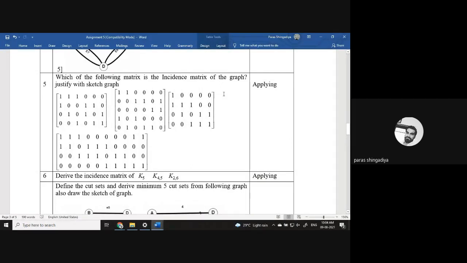Now in question number 5, some graph's matrix is given, which is known as the incidence matrix. Clear? And you have to verify it, and draw the graph by using the matrix data. So which of the following matrices is an incidence matrix? How can we verify whether a matrix is an incidence matrix or not?